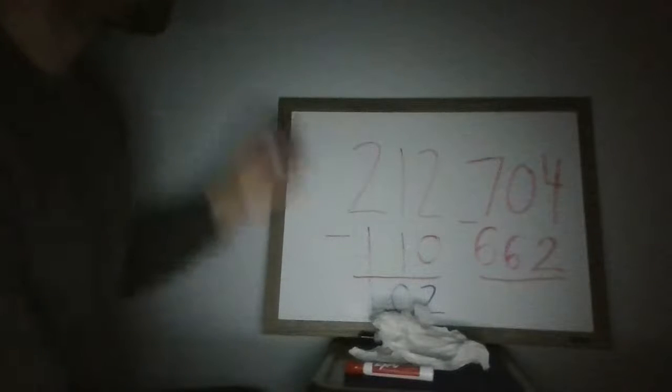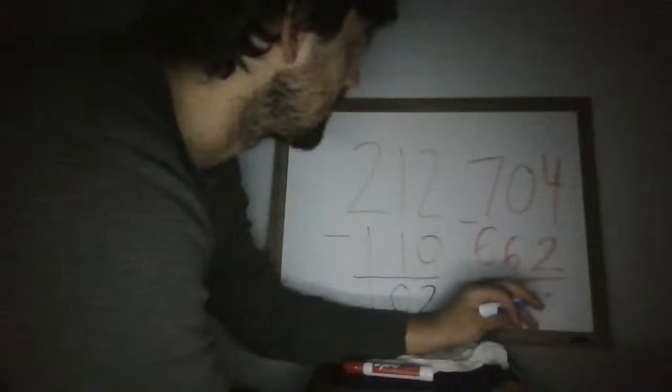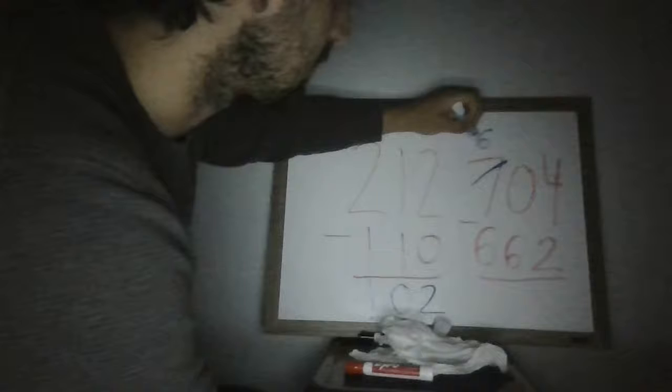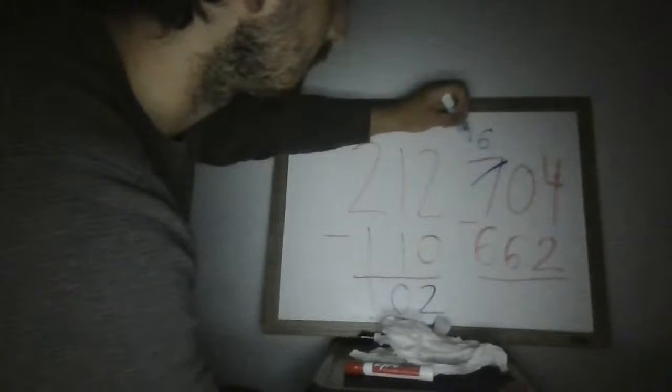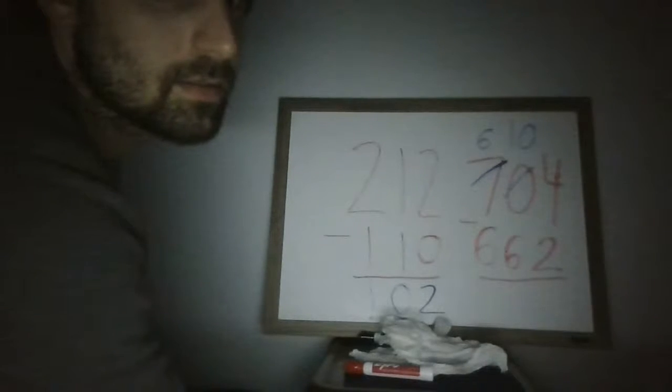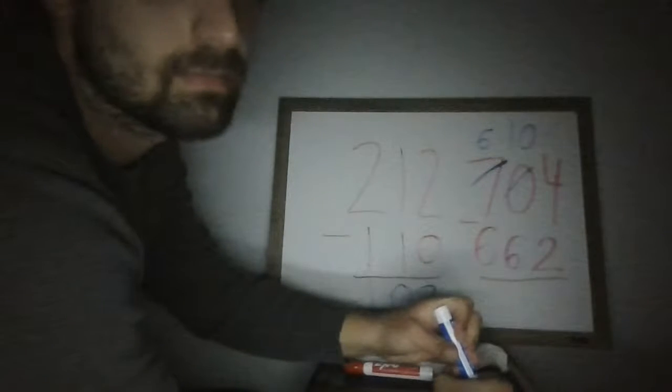So we got to regroup in the tens place. So we're going to take a 10 from the hundreds place and add it to the tens place. 7 is going to become a 6. 0 is going to become a 10. So now we can get on to the subtraction.